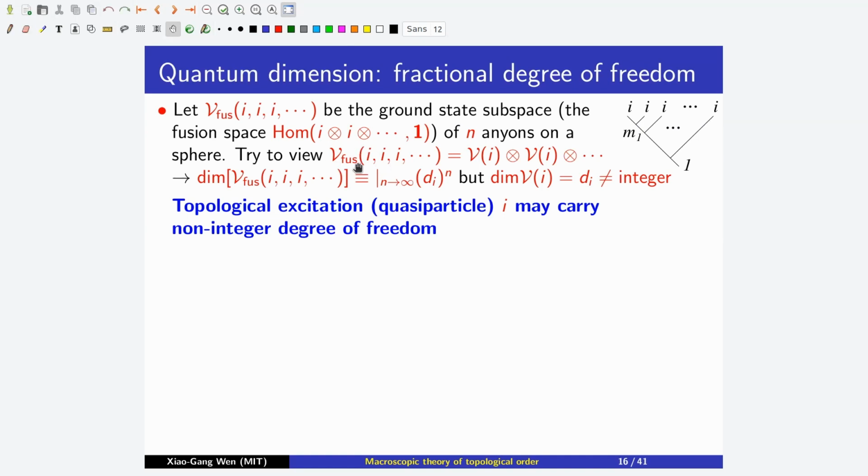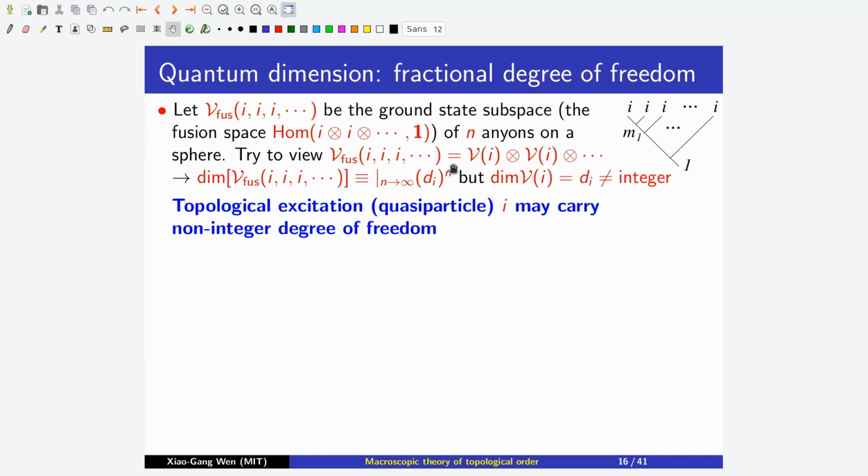And then we try to view this total fusion space as a tensor product of many individual small spaces, each carried by an anyon. Their tensor product gives us the total space, and that gives us the total degeneracy. So we view this low energy degree of freedom as representing the internal degree of freedom of the anyon. Then if you follow this idea, the dimension of this total fusion space is the dimension of each individual space raised to the nth power. That's the tensor product, that's what you do.